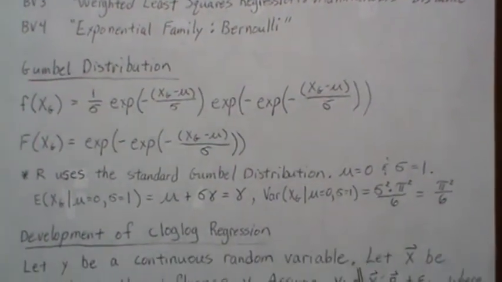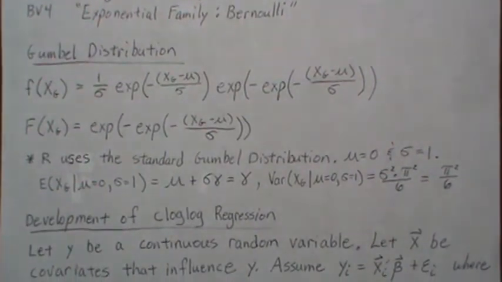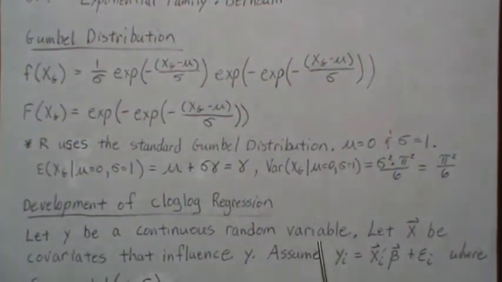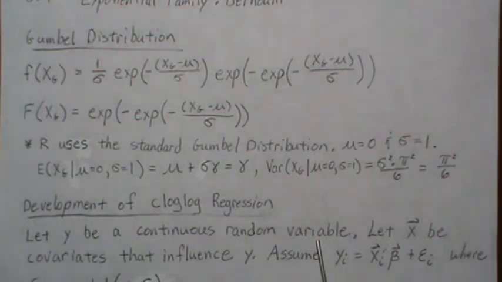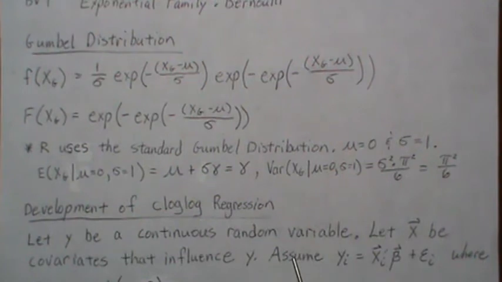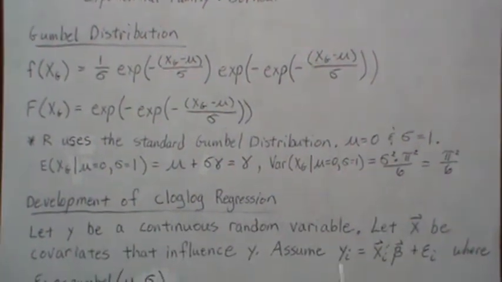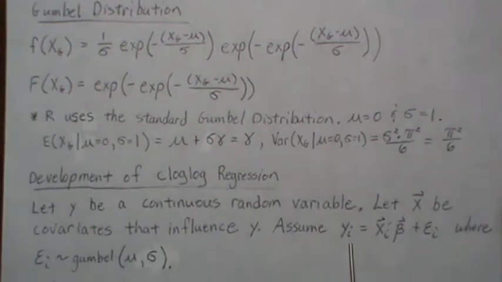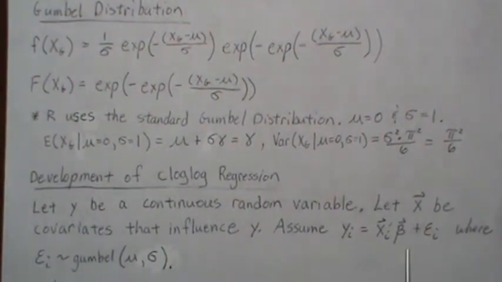So here's the general development for, I'm just going to call it C log-log for complementary log-log regression. And we let y be a continuous random variable. And then right there you're going, wait, but isn't C log-log regression for dichotomous, 0, 1 random variables? Yes, it is. But this is the general development for it. And we're going to let x be covariates that influence y. And we're going to assume y is this linear relationship.